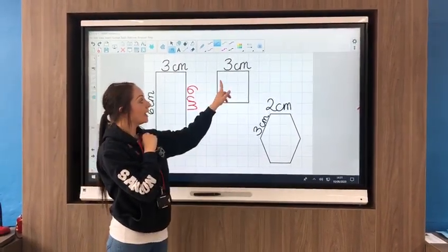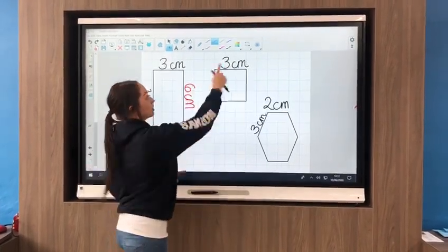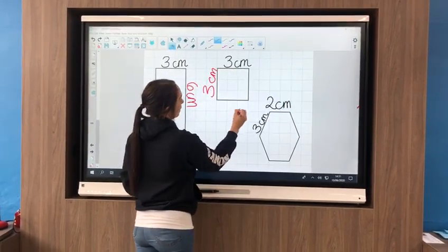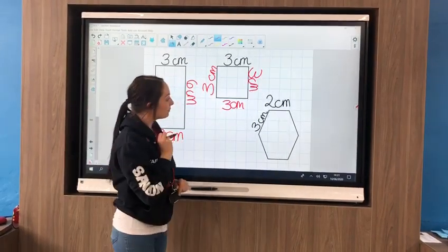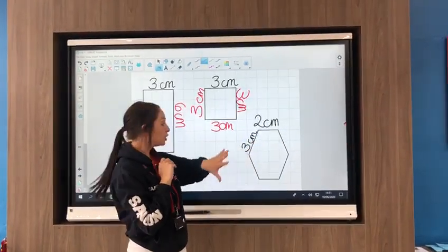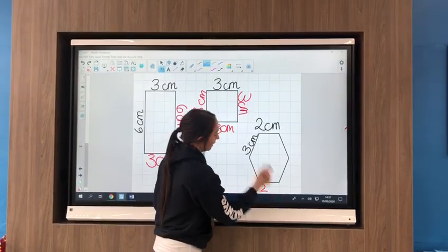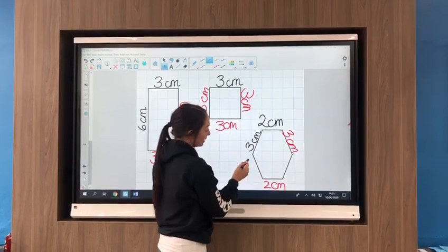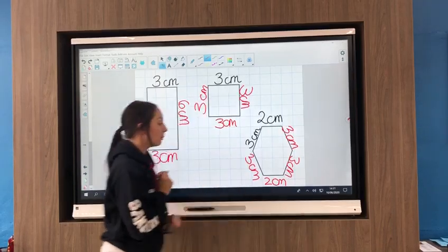With a square, we know that all sides are equal. So if this side is 3, then this one's going to be 3, that one's going to be 3, and so is that one. And then you can add them up. And with this one, you might not recognise this shape, but you should be able to see that this side is exactly the same as this side. This side is exactly the same as this side. And they're the same as well. So we can add all those sides in and then add them up.